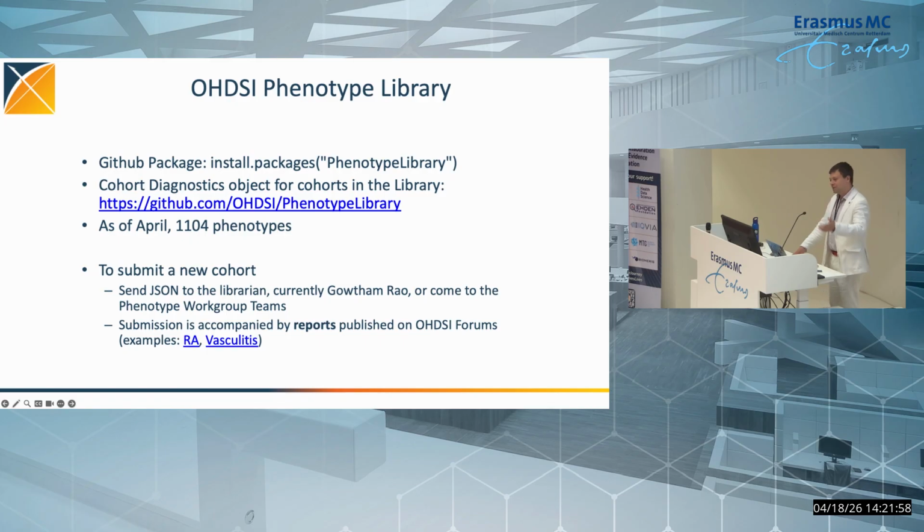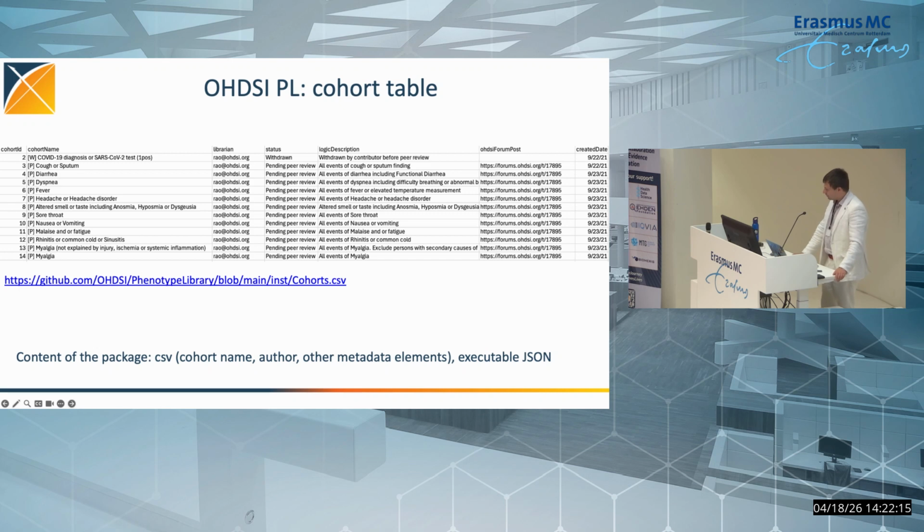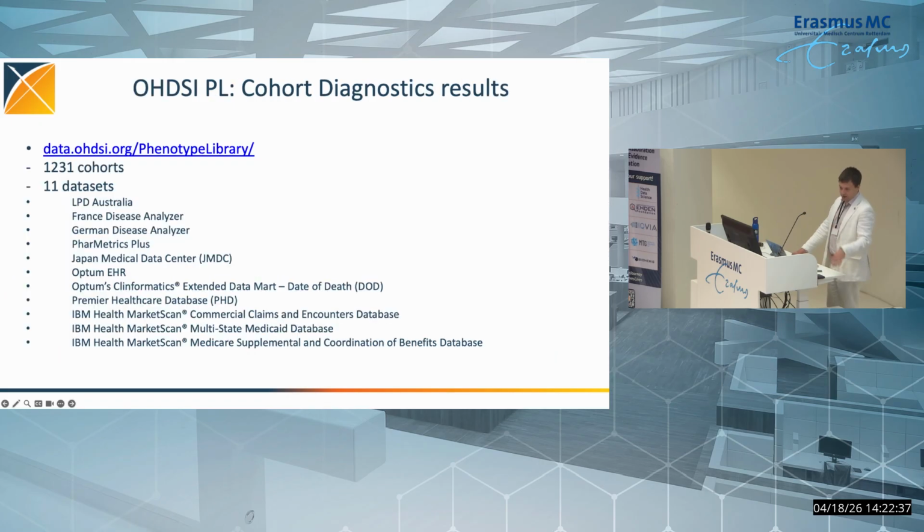So anyway, OHDSI forums, you can find the cohort. For example, if you click on vasculitis, then you can basically search vasculitis phenotype library submission, and you see this nice post in the forums. Also, in the GitHub there is a CSV file that keeps all our cohorts. So you can just do Control F on that, search that file, and find your cohorts and get basic metadata on it, while more detailed information is obtained through our querying, through our package.